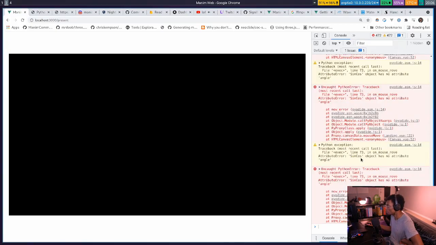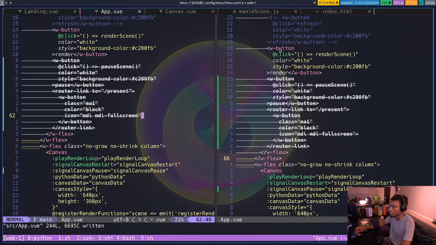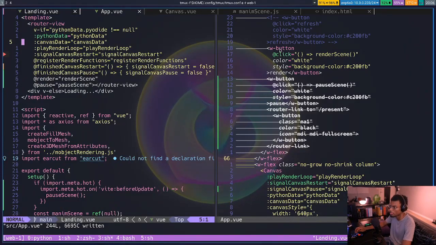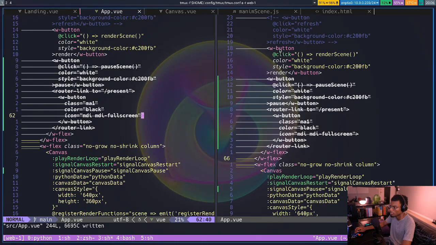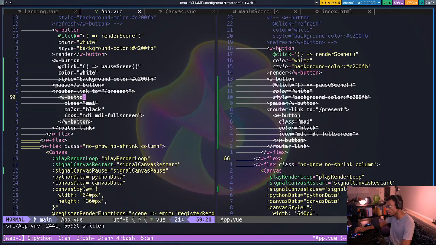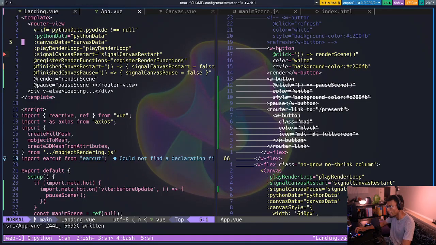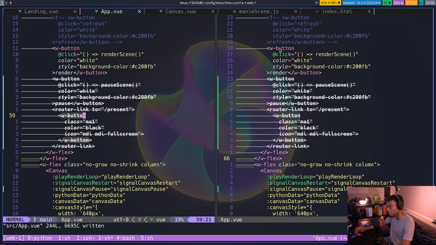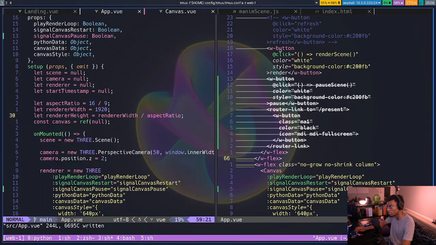Oh, that crashed something. There's no attribute angle. Yeah, this is gonna have to pause itself. It's gonna have to, I guess, do a render to present. I wonder if there's a programmatic way to switch the URL so that I can reset first.